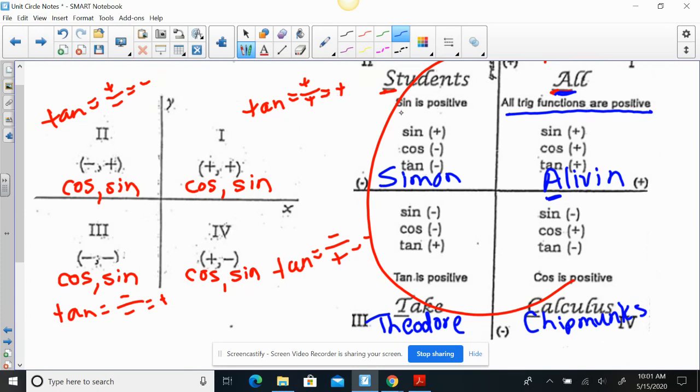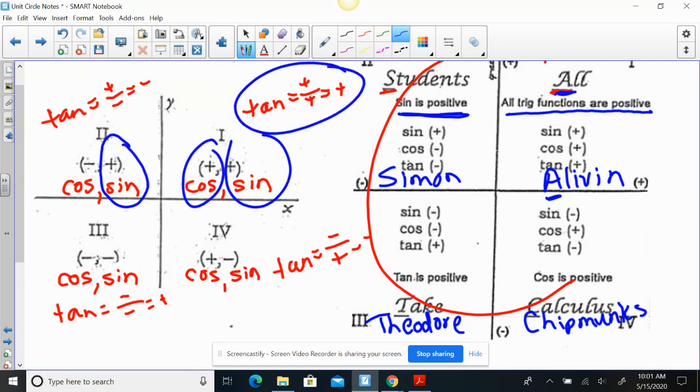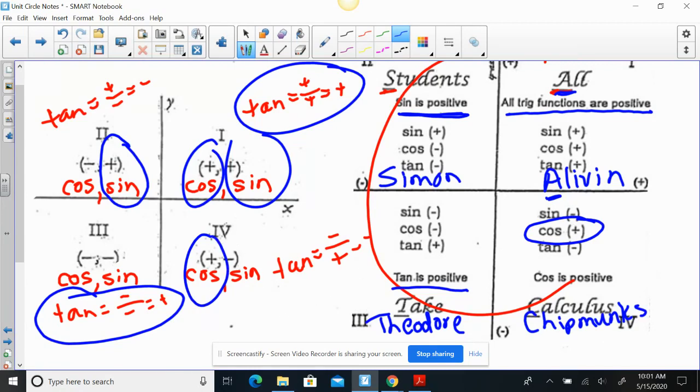Simon, or Students, only sine is positive. So cosine is negative, tan is negative, only sine is positive. So let's just circle the positive ones here so you can get the gist. Theodore, or Take, stands for tan is positive, so cosine is negative, sine is negative, making tan positive. In quadrant 4, cosine is what calculus and chipmunk stands for, so only the cosine is positive. Sine is negative, and a negative divided by a positive makes tangent negative.